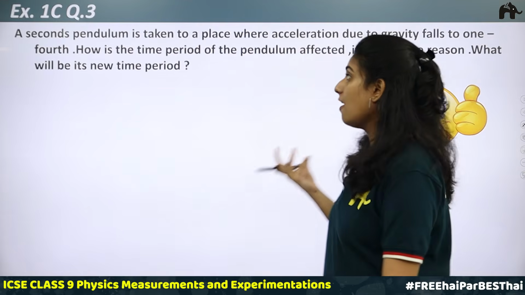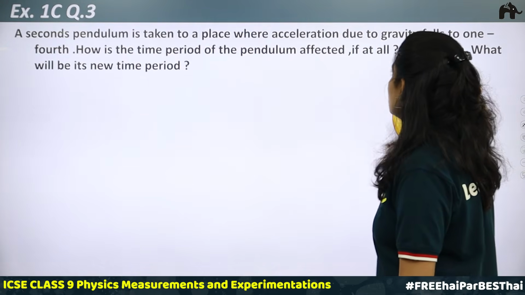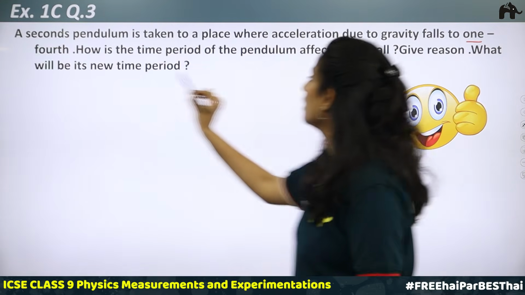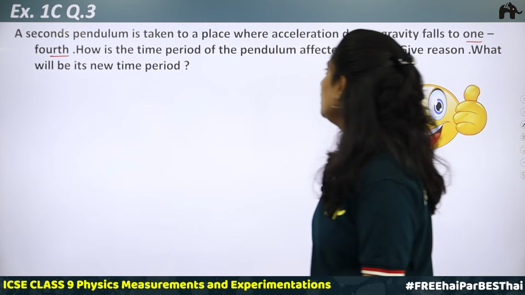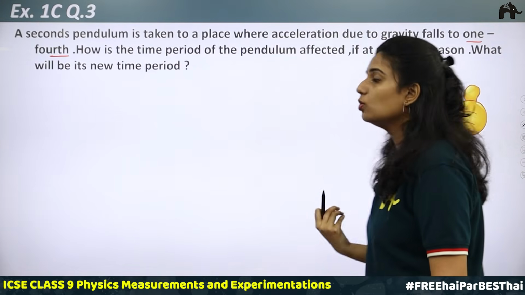Okay, question 3 of exercise 1C. A seconds pendulum is taken to a place where acceleration due to gravity falls to 1/4. How is the time period of the pendulum affected, if at all? Give reason. What will be its new time period?